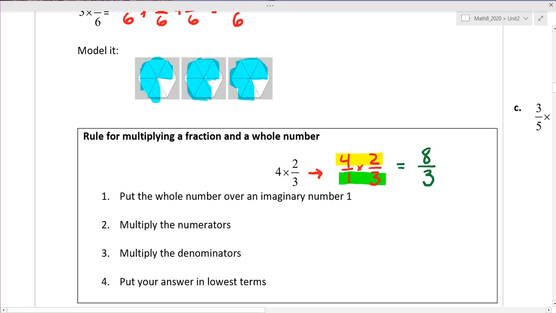Once you have it multiplied out, we check to see if it can be reduced into lower terms. Is there a factor that can go into both 8 and 3? So we can reduce these. Is there anything? Can we simplify this further? No, there isn't. So that's it. We always need to check for that.